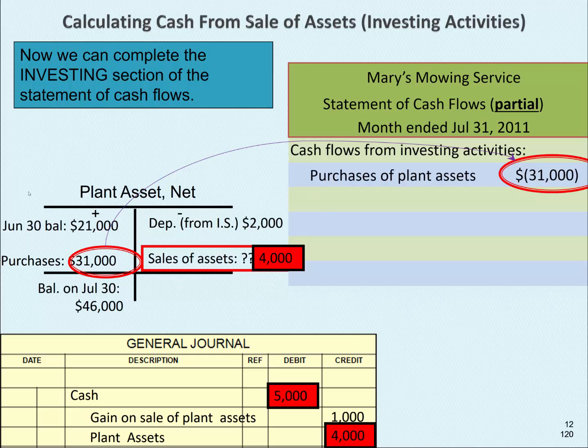Now over here, do we have any cash from selling the assets? Yes, we do. Cash receipt from sale of the plant assets. Now, don't use this $4,000. That's not the cash amount we receive. This $4,000 is the cost of the assets that were removed from our T account. The cash amount that we receive is down here in the $5,000 in the journal entry.